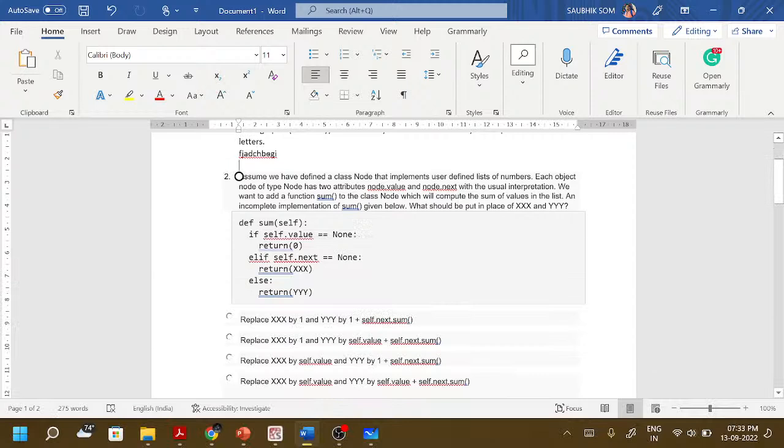Assume we have defined a class node that implements a user-defined list of numbers. Each object of type node has two attributes, node.value and node.next, with the usual interpretation. Whatever we have done, we have seen in the video. We want to add a function sum to the class node, which will compute the sum of values in the list. An incomplete implementation of sum is given below. What should we put in place of xxx and yyyy?